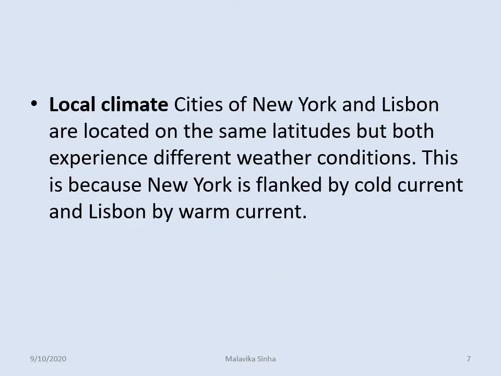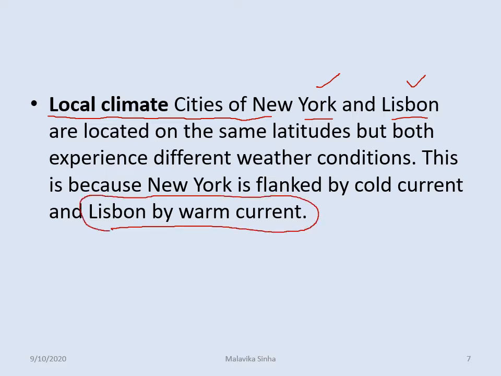And next one is local climate. Local climate plays a very important role, and water mass contributes a lot to control the local climatic condition in the coastal region. We can take an example of that. Lisbon and New York are both located at the same latitude. In spite of that, Lisbon is influenced by the warm current, that is less dense water masses, and New York is influenced by the cold current, that is dense water masses.